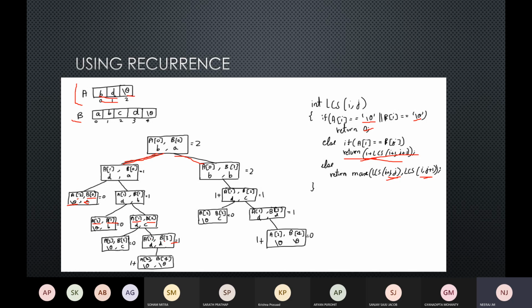What is I plus 1? A of 2. J plus 1, B of 4. 1 plus slash 0, 1 plus 0. So this is nothing but 1. Now do the same for the right hand side. You'll get the same value and then you backtrack.